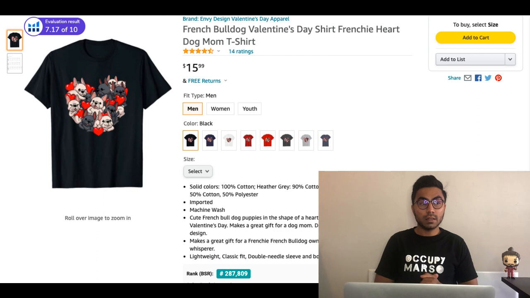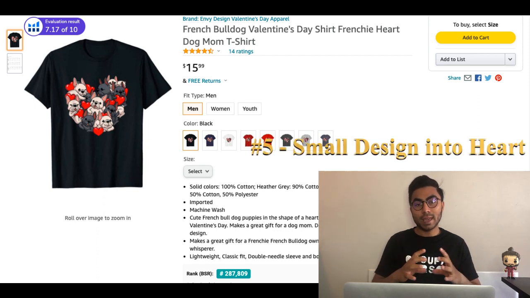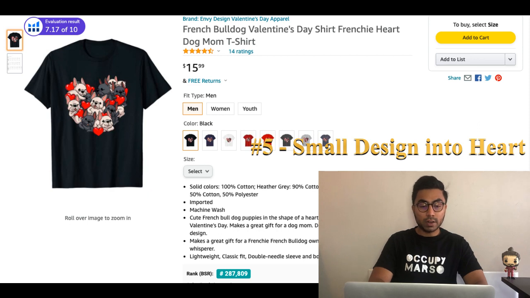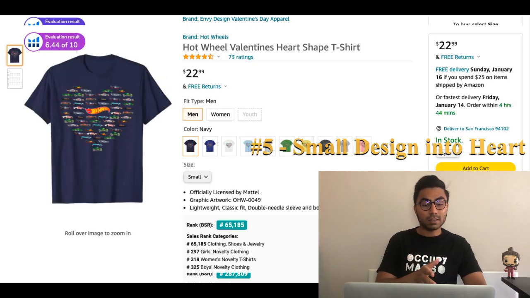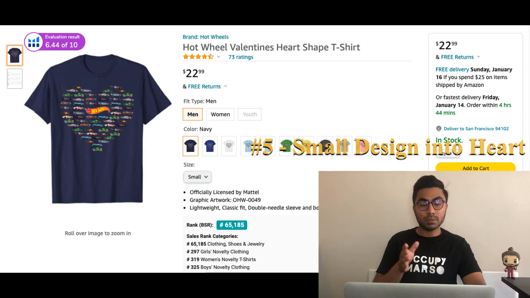So last but not the least, the 5th idea that I want to share with you guys today is small designs making a heart. So this example over here is the one I showed you before. It's a French bulldog. Group them together and in the shape of a heart. These designs really sell, and again, there are endless variations of this design. Another example I want to show you guys is the Hot Wheels design.